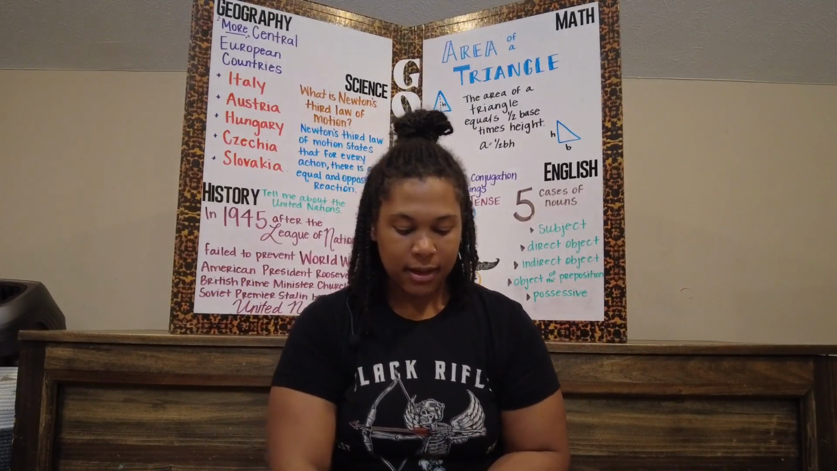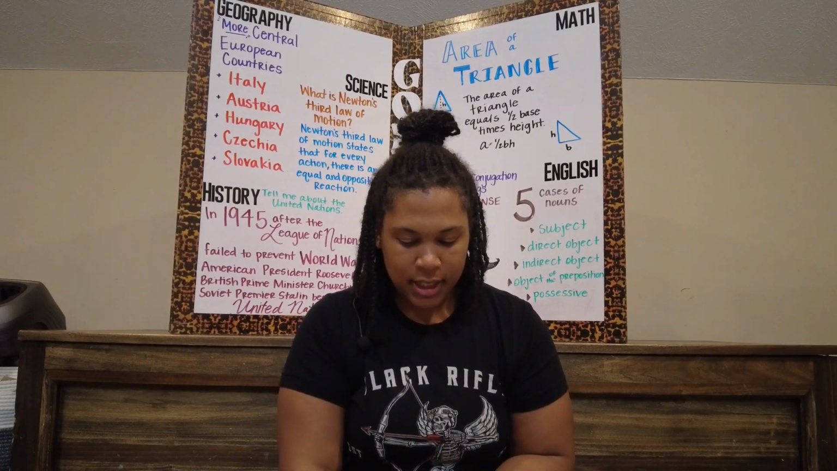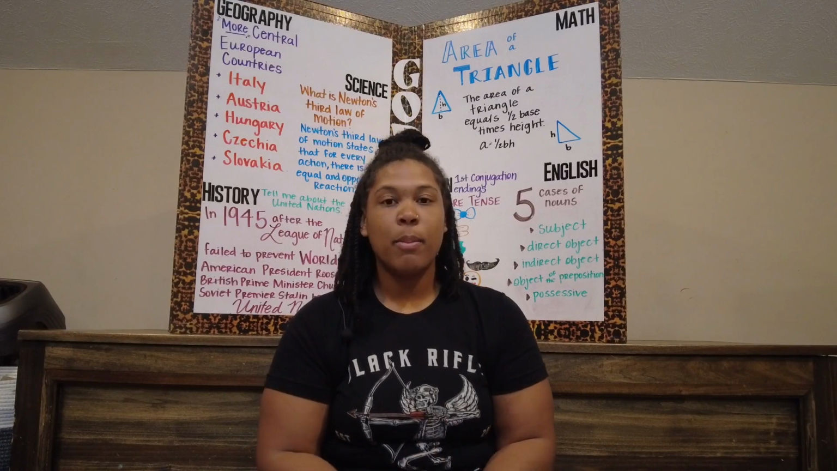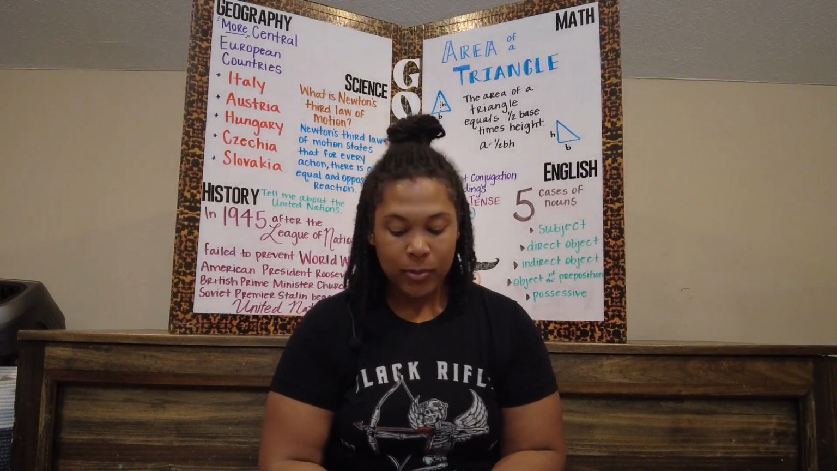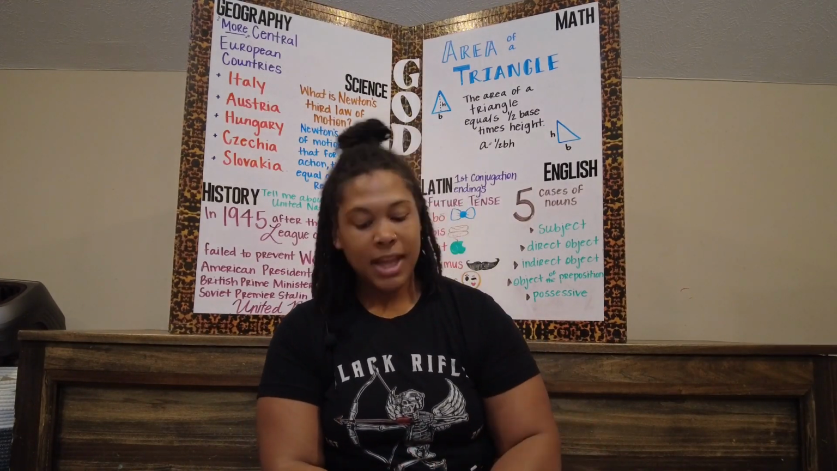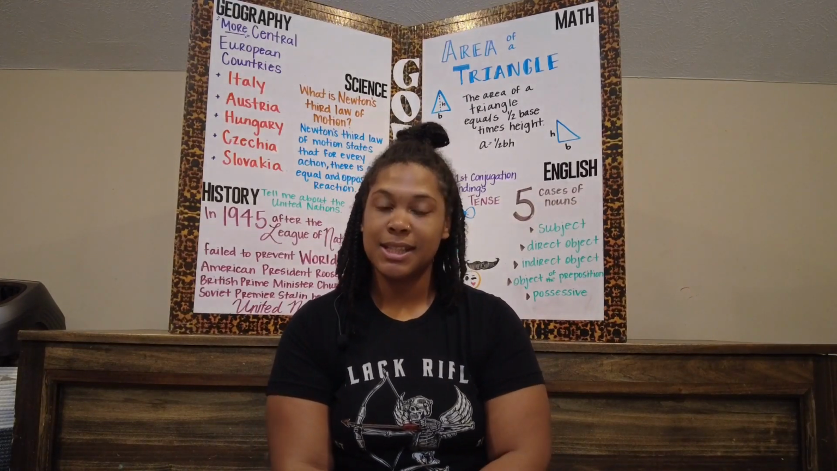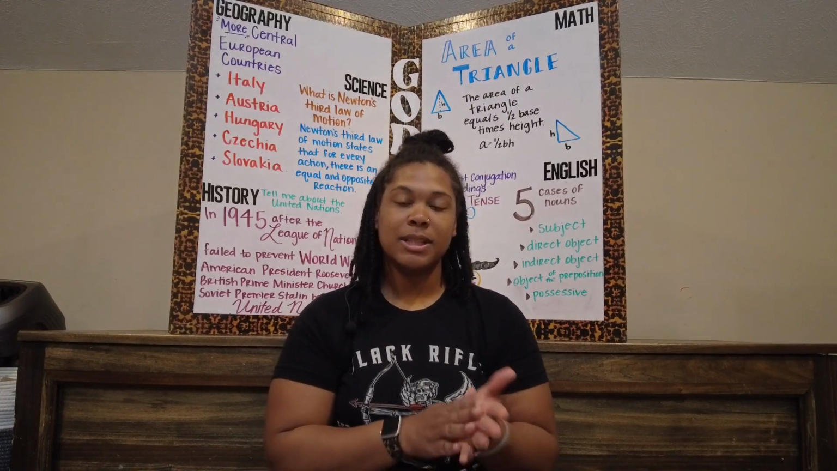So that was the area of a triangle, and then moving to Latin, we continued learning our future tense, and that is bo, bis, bit, bimus, bitis, bunt, first conjugation, future tense. All right, so that was Latin.